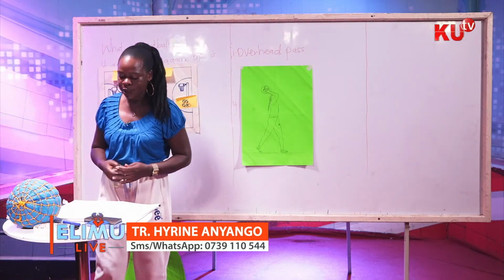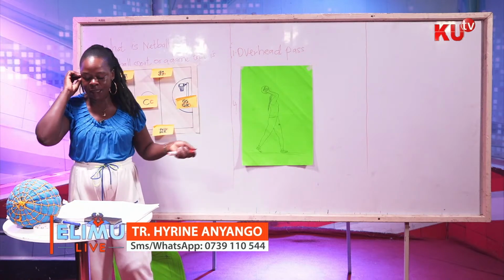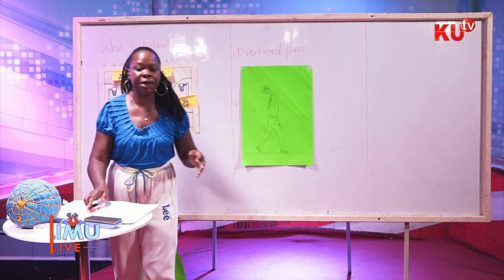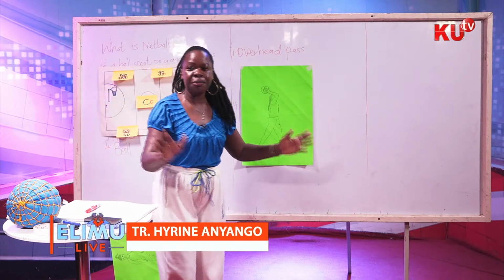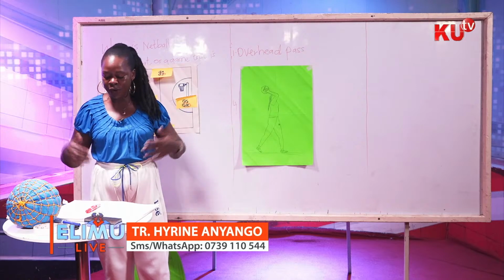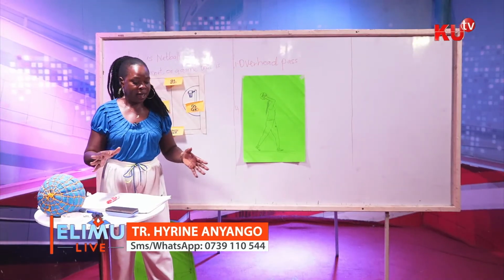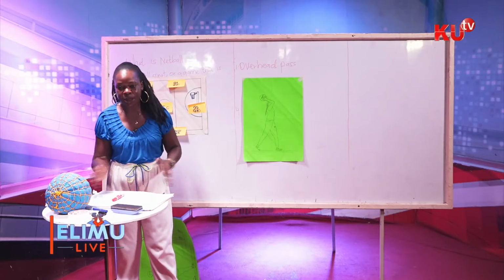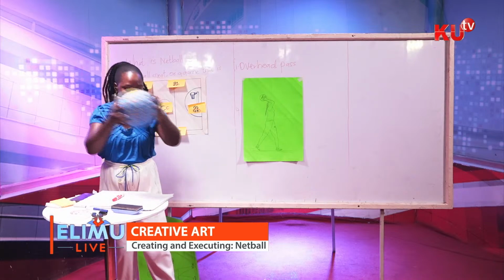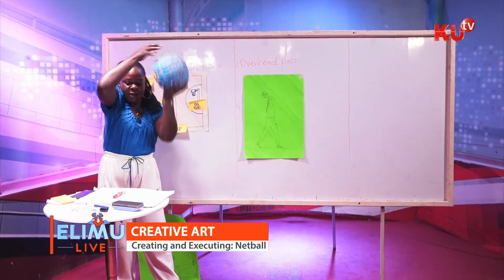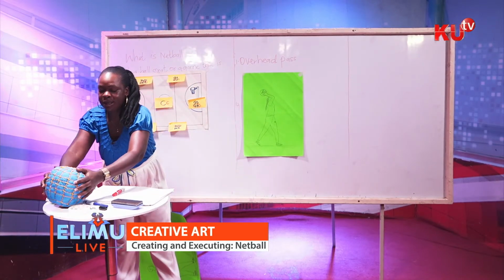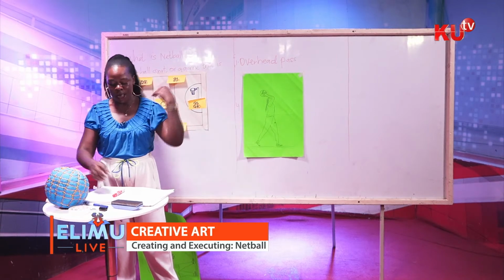What is the advantage of using the overhead pass? This kind of pass is a very accurate pass. Maybe your opponent is right there, very busy trying to make sure that you don't pass the ball. What will happen is, as the opponent tries to distract you or obstruct you from passing the ball, then you simply take the ball. If it was down, you simply take it, and then you pass it very fast before your opponent realizes the ball has moved.